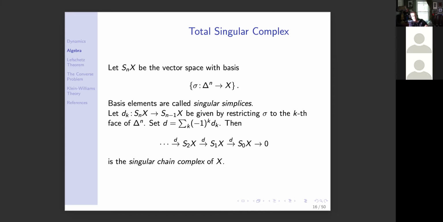And then D squared is 0, and this is called the singular chain complex of X, as opposed to the simplicial chain complex of an abstract simplicial complex. This is defined for any topological space. And this doesn't depend upon choices. This is actually a completely canonical construction.